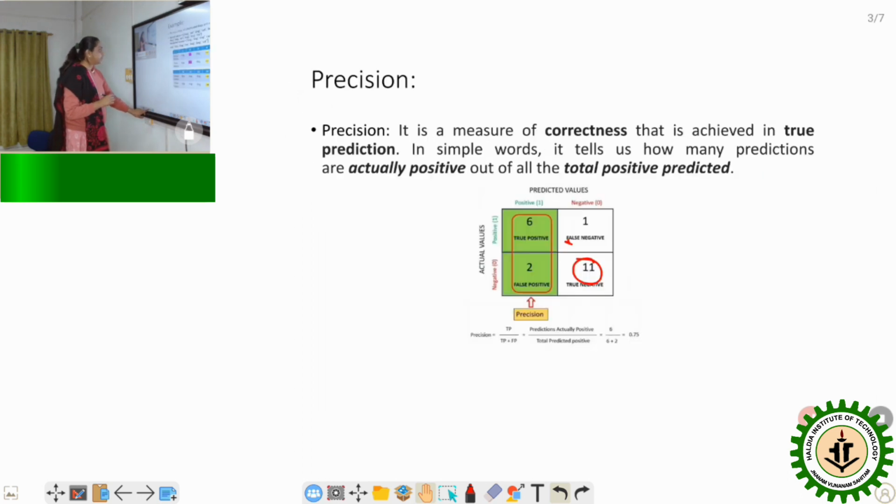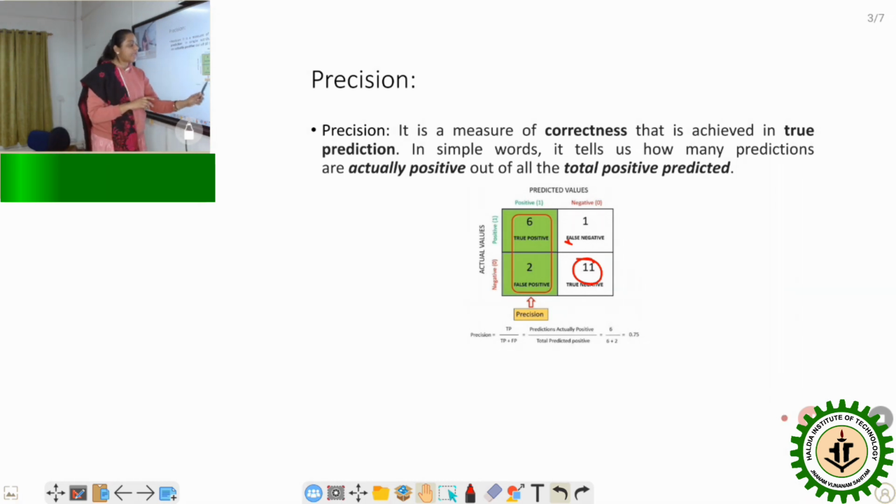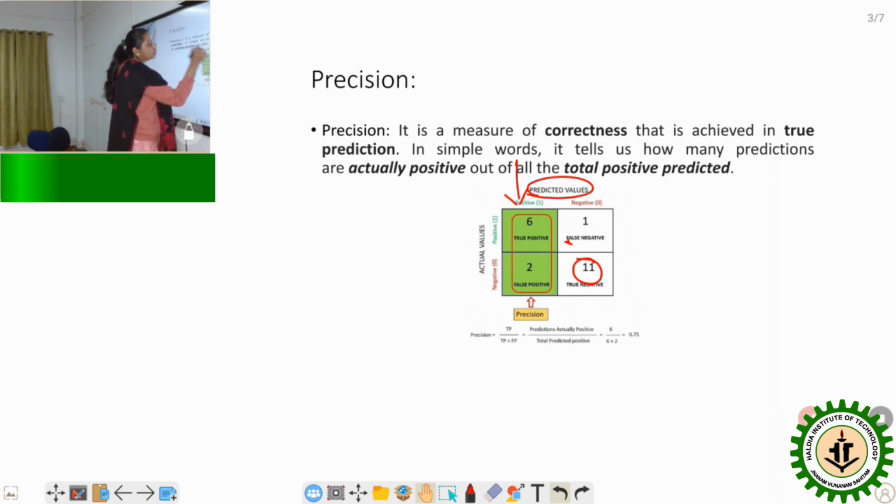And if we calculate the precision, what will we get? What is the definition of the precision? Actually positive predictions divided by total predicted positive. Now if we consider this column as the predicted values, we get the total number of predicted positives. The number is 6 plus 2. That's why it is written here 6 plus 2. And how many are truly positive? That means the true positive, this is 6. That's why the value is 6 by 6 plus 2. In the numerator we write 6 and in the denominator we write 6 plus 2 and we get 0.75.